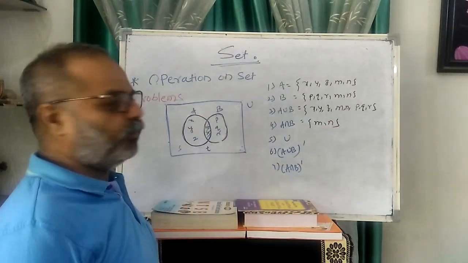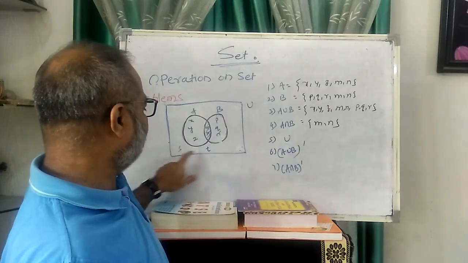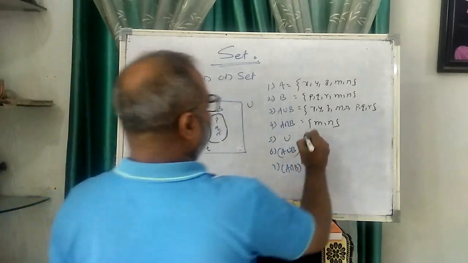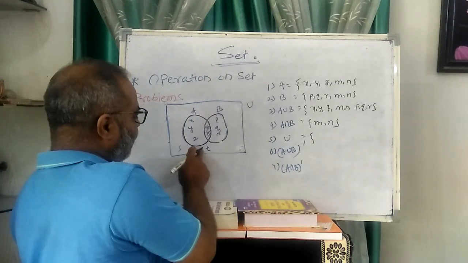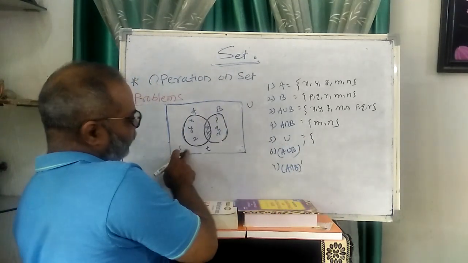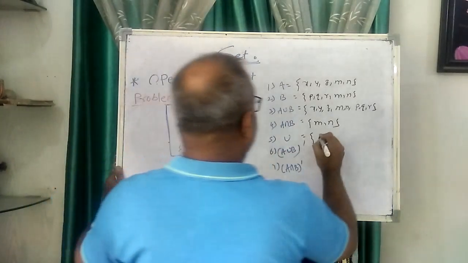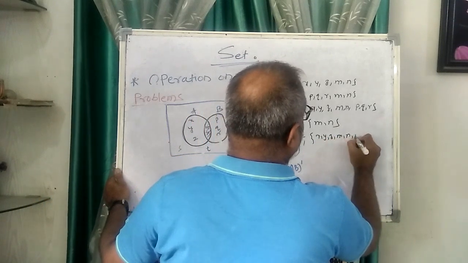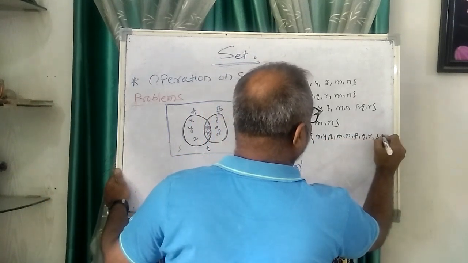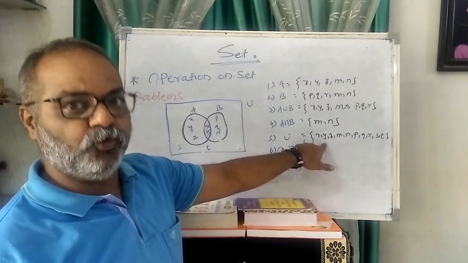Next is U, the universe. The universal set contains all of this: set A, set B and the remaining two elements. So U contains the elements of A, the elements of B, and what's remaining here in U? S and T, which are not in A or B, but are in U. So U contains X, Y, Z, M, N, P, Q, R, S and T. This is the universal set.